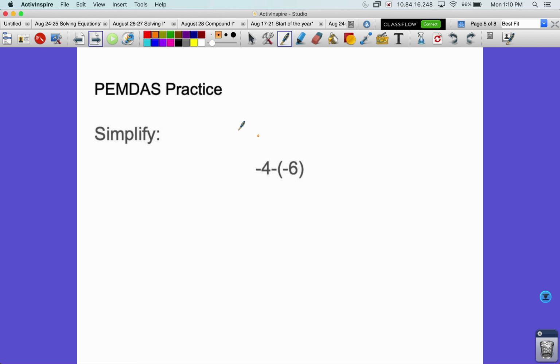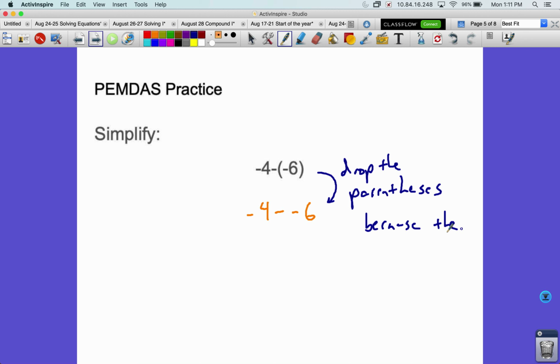So the first thing in PEMDAS is parentheses, and I do have some parentheses here. How do I get rid of these? Well, I would simplify whatever's inside, but whatever's inside is just a single number, so these can be dropped. So this can become just -4 minus a -6. All right, it's fully simplified, so we're going to drop the parentheses. And let's write what we're doing in our notes here. All of these example problems should go into your notes too. So drop the parentheses because the inside can't be simplified.